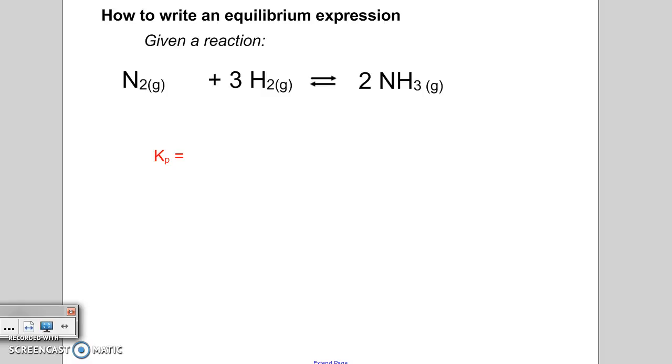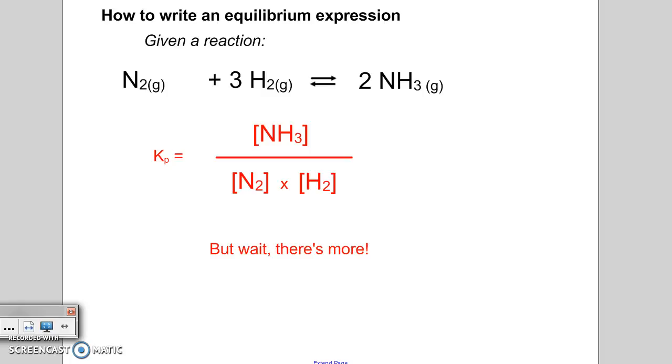How would you get the expression? Well, we would, again, do products over the reactants. So we would take the partial pressure of ammonia, plug that in there, and put that on the top. And then the reactants would go on the bottom. We'd take our nitrogen partial pressure times our hydrogen partial pressure, and that would generate a Kp of NH3 divided by the product of N2 times H2. But there is a little bit more to it than that.